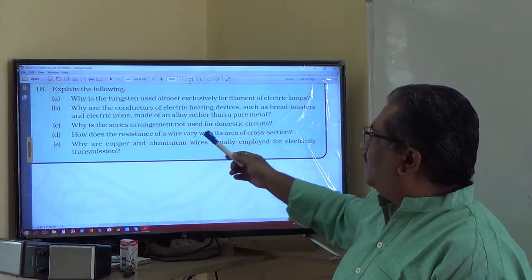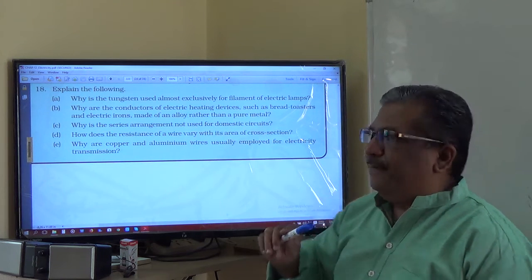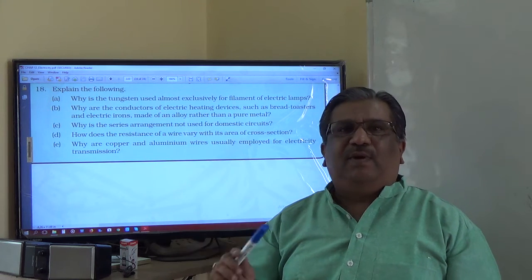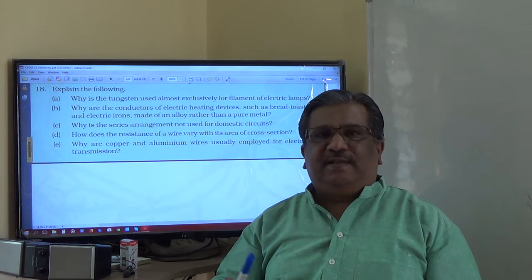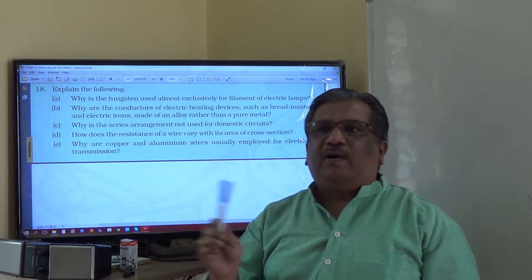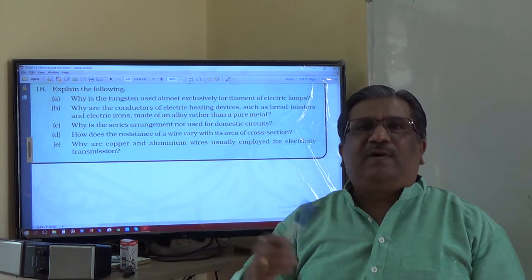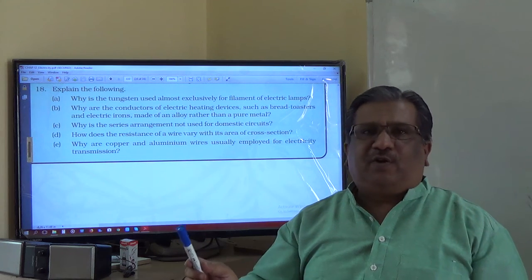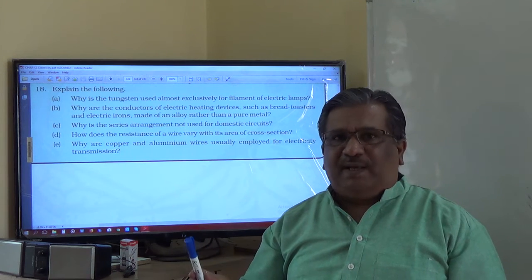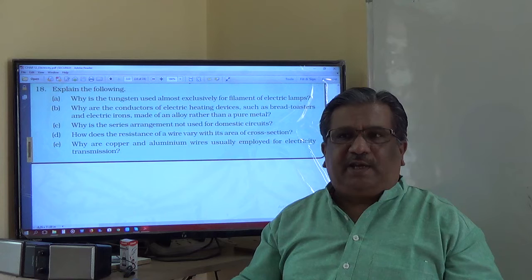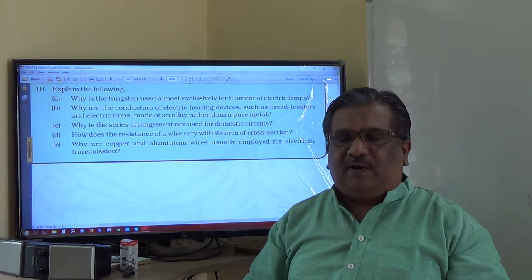Why is the series arrangement not used for domestic circuits? If one of the appliances fails, then all the rest of the appliances will not work if those are connected in series combination. Second point, each appliance will not get the required current and required voltage because there is a voltage drop across each appliance, and hence the required source voltage will not be available for all the appliances.